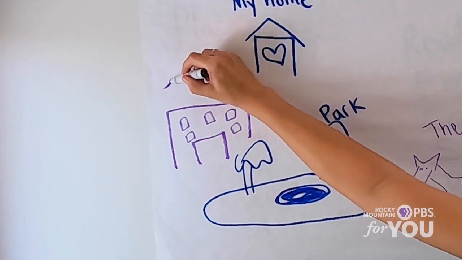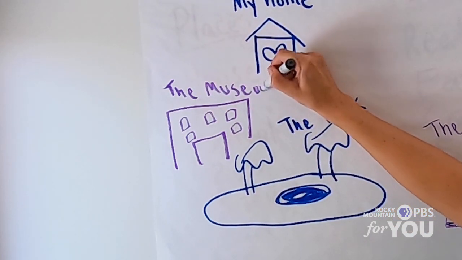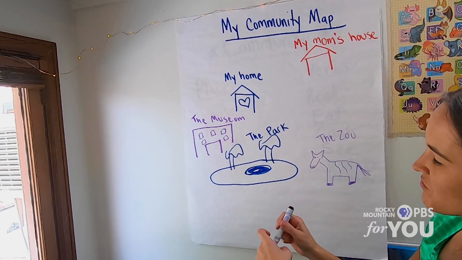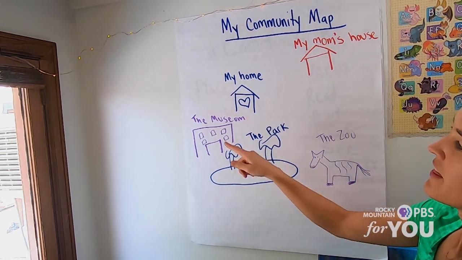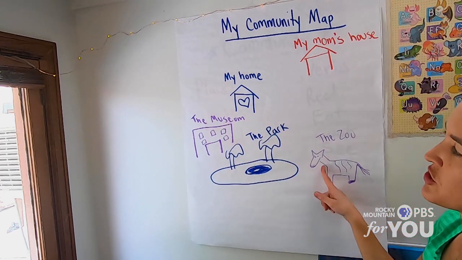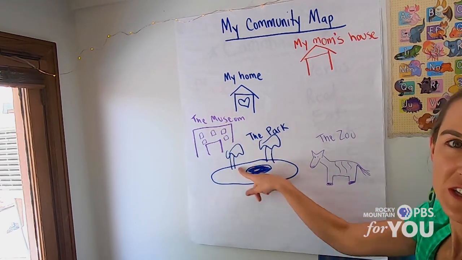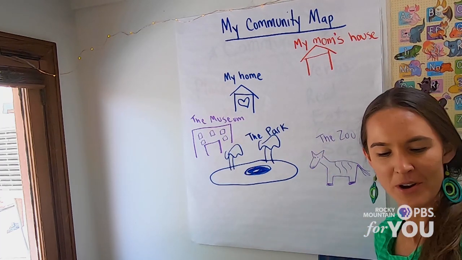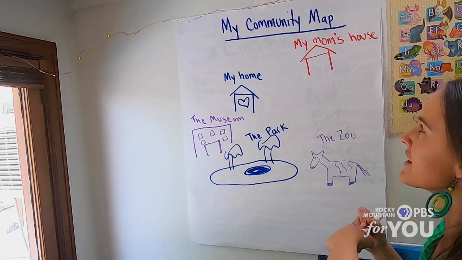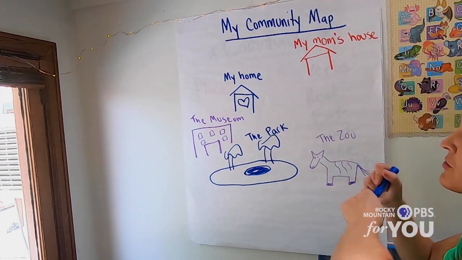Okay, this is the museum. All right, so my mom's house is closer to my house. The museum, the park, and the zoo are farther. The museum, the park, and the zoo are next to each other. Look at that. Okay. Oh, the library. How could I forget the library? The library is next to my mom's house.